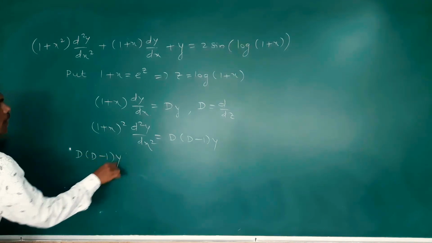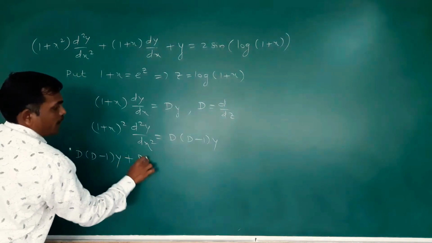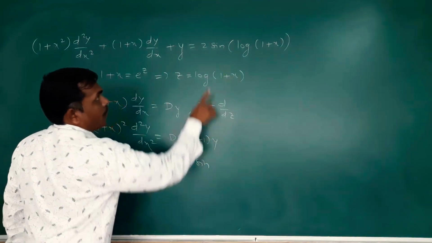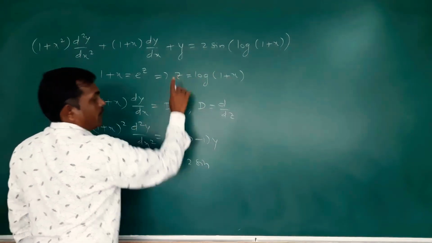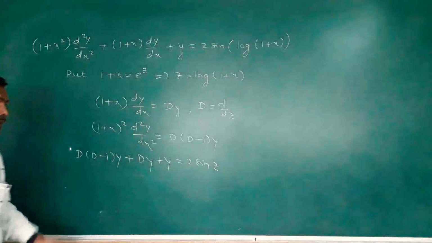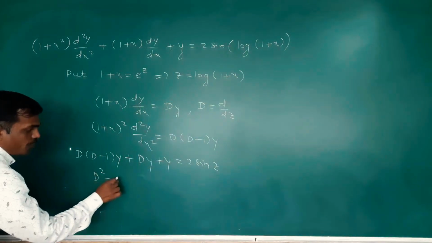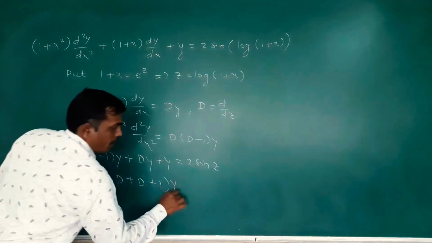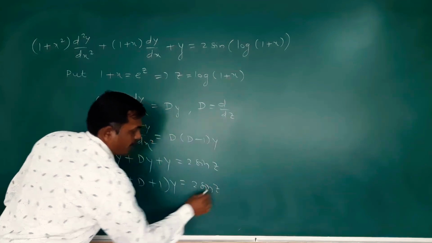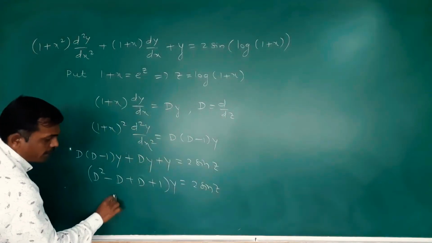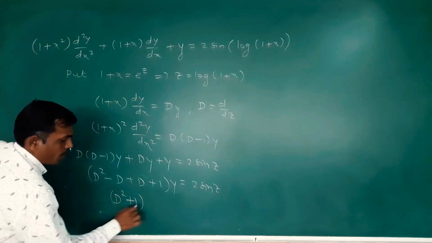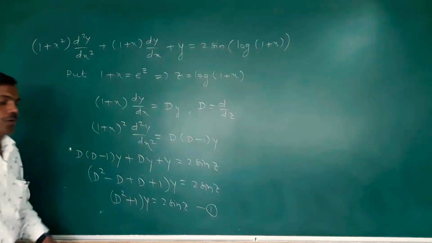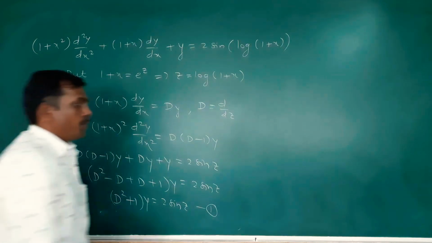D into D minus 1 y plus Dy plus y is equal to 2 sine log 1 plus x, log of 1 plus x is z. Right? So our answer is D squared minus D plus D plus 1, y common, is equal to 2 sine z. So I get here D gets cancelled. D squared plus 1 operating on y is equal to 2 sine z. This is my equation number 1. Now I can find C.F. and P.I. quickly.